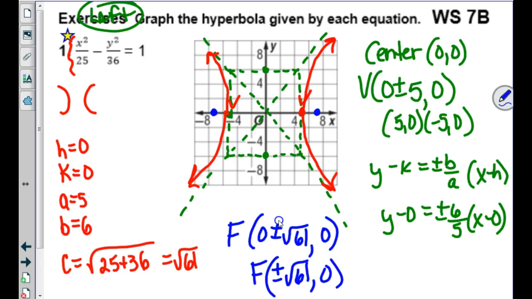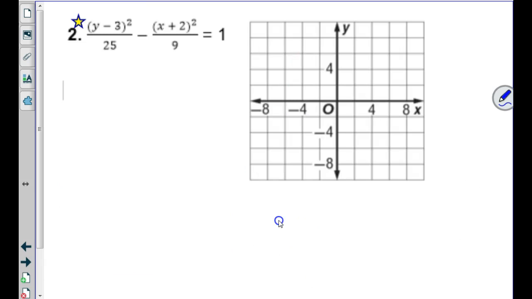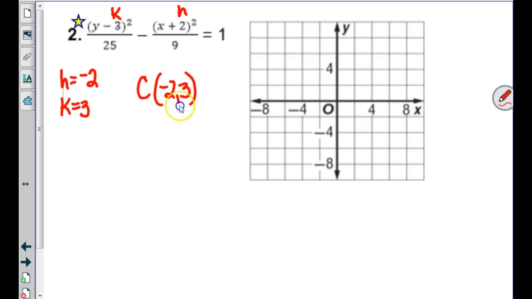All right. We're masters, so now we're moving on to ones that aren't centered at the origin anymore. Okay. We got this? Yes. Okay, so what's H and K? And this is easy to get wrong right off the bat. Yes, this is H and this is K, because the H is always with the X and the K is always with the Y. So I'm going to make a little list over here. H is -2, K is 3. So the center is at -2, 3.